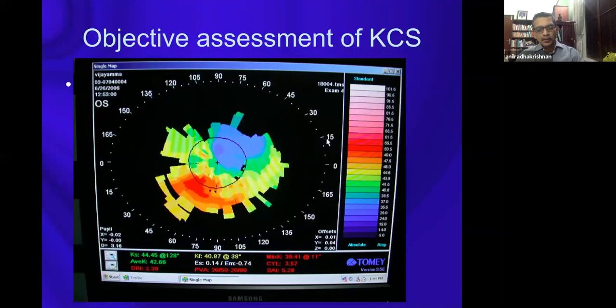Topography is also useful in objective assessment of dry eye. So if you see this tear breakup pattern, you know that the patient has got dry eye.